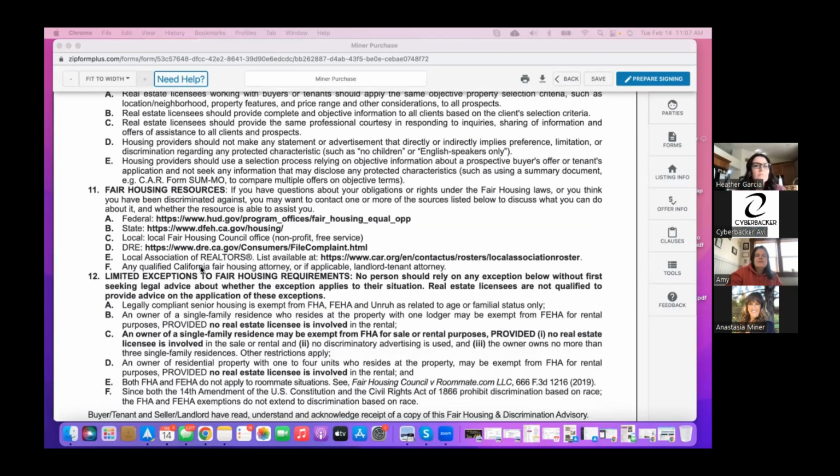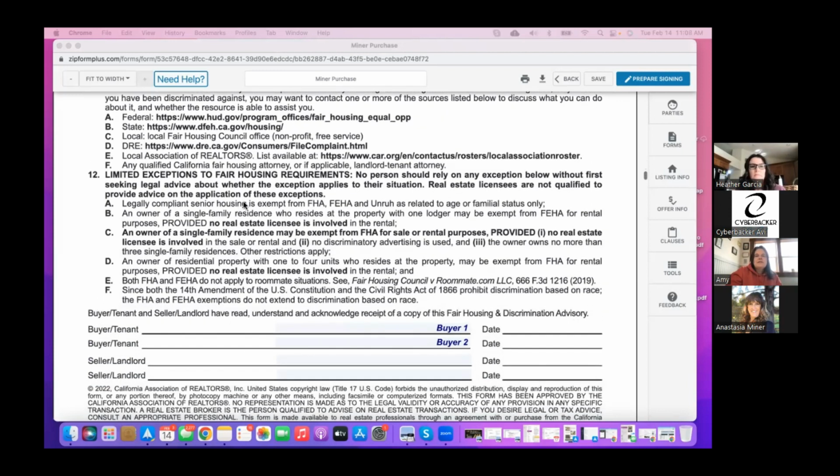Your fair housing resources, in case you ever feel like you are discriminated against, here's where you can go to file a complaint. Limited exceptions to fair housing requirements. It just talks about who's exempt, right? Like a legally compliant senior housing community is exempt from age discrimination. They can require that you are 55 or older to live in that property.